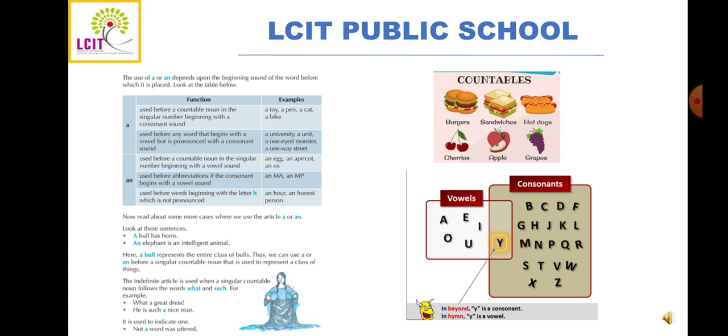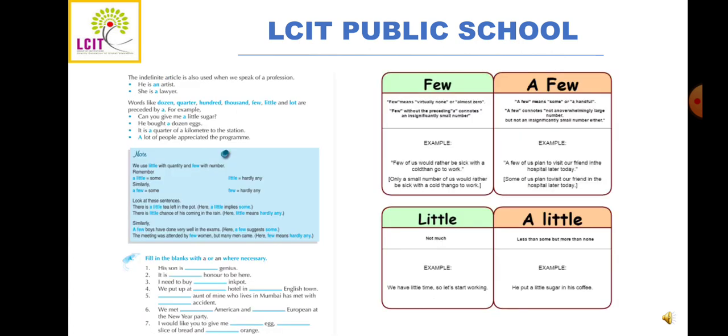Now in your book, some more examples are given where you use a and an. Again, the indefinite article is also used when you talk about a profession, and words like dozen, quarter, hundred, thousand, few, little are also preceded by a. For example, can you give me a little sugar? There are various examples of when you have to use a and when you have to use an. And what are a and an? They are indefinite articles.